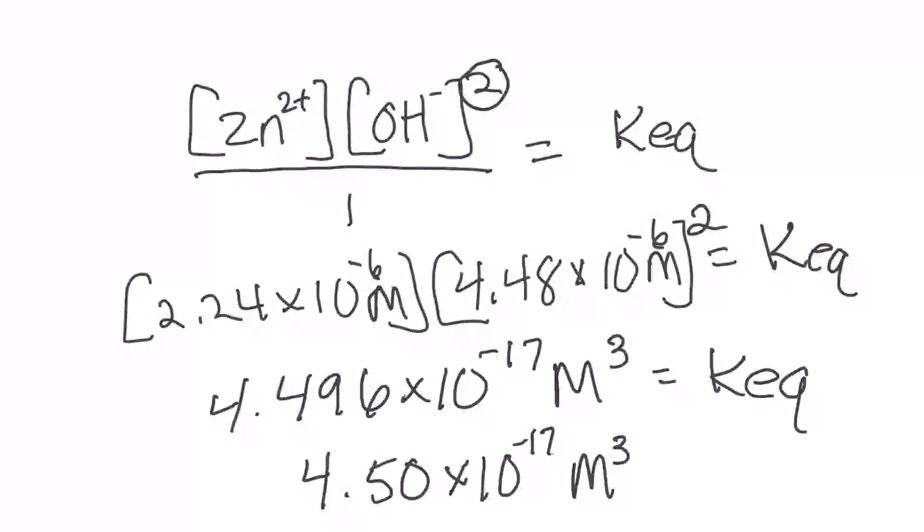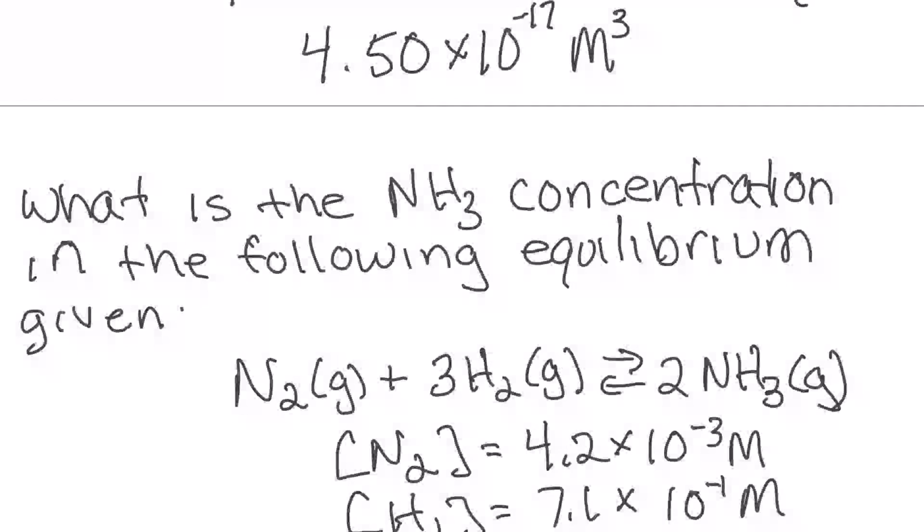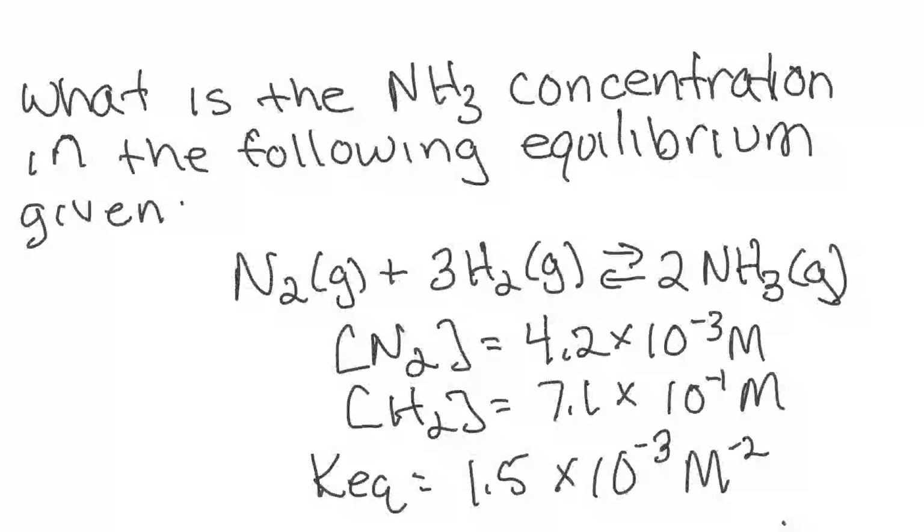All right, hopefully you followed that and you're taking notes so that you can refer back to it when you have to do your problems. Well, let's solve one more so that you have a double practice here. So here the question is, what is the ammonia concentration in the following equilibrium given? Here's the equation, which is the Haber process.